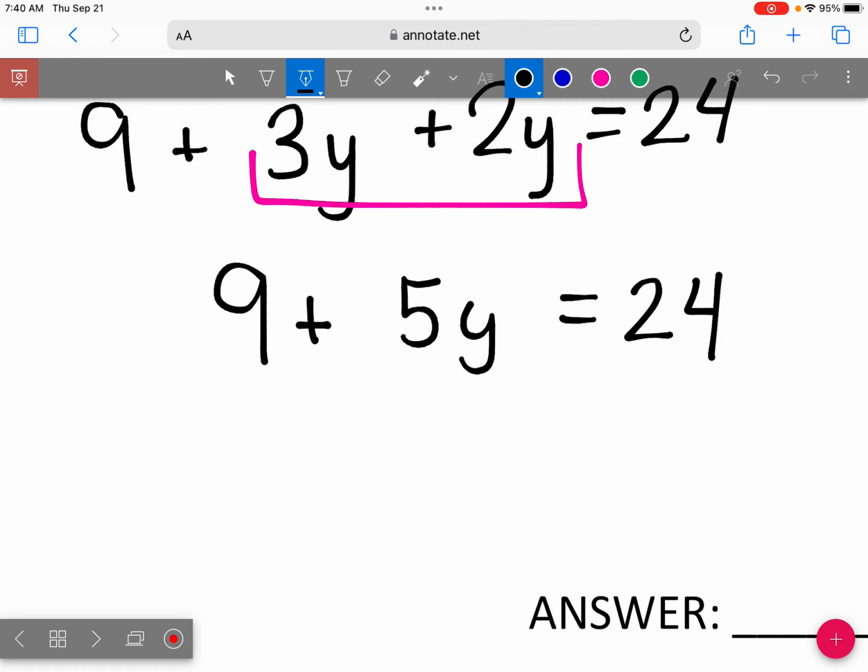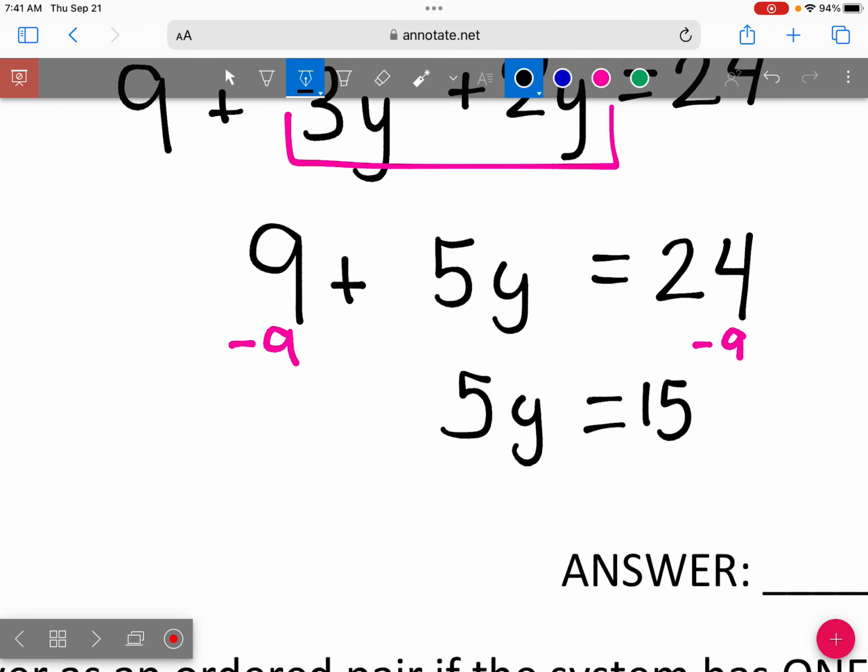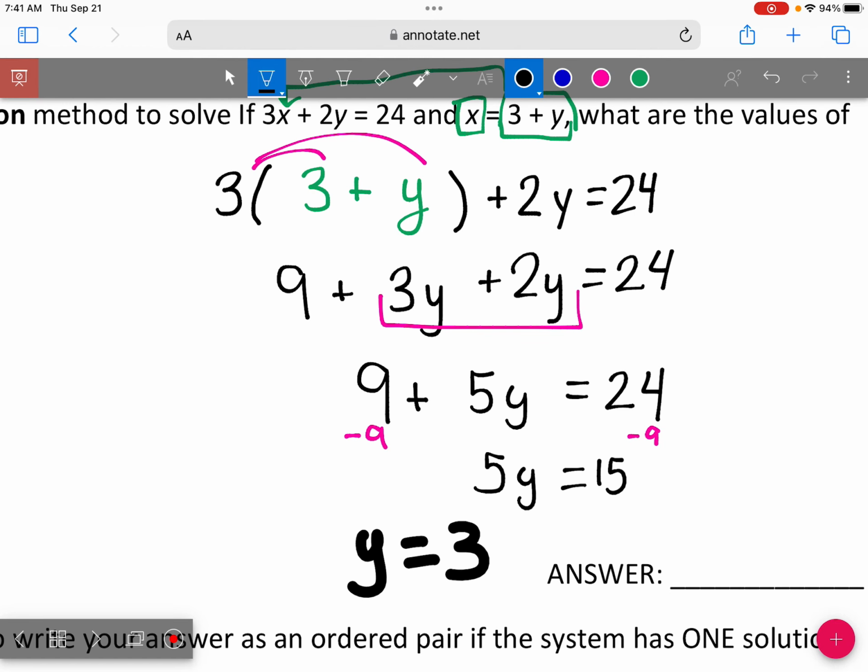Now what? Minus 9 from both sides. I have that 5y equals 15. So what does y equal? 3. Ooh, and we're done, right? No.